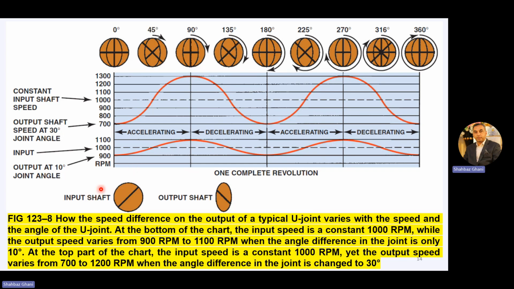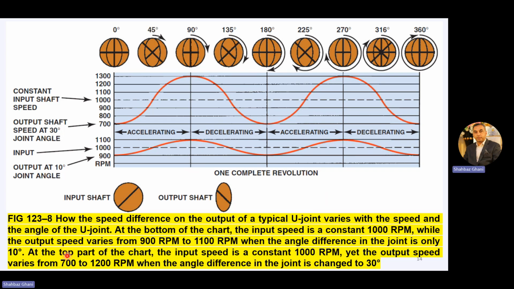So, input shaft and output shaft. The input shaft is moving at a constant speed of 1000 RPM. The output shaft, having an angle of 10 degrees, will first accelerate until 90 degrees, then decelerate to 180 degrees, then accelerate, then decelerate. So twice it changes the speed.